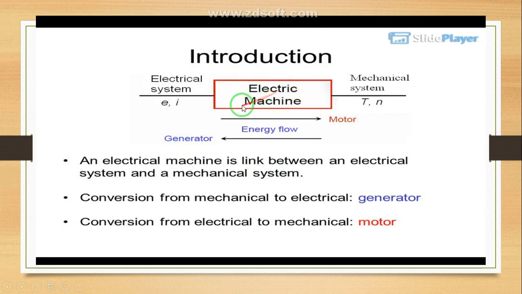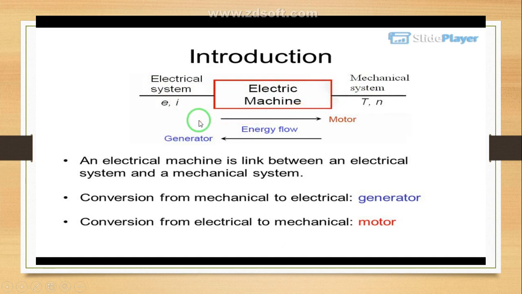This is the electrical machine, with the electrical system on this side and the mechanical system on the other side. E, I is voltage and current, T, N is torque and speed. Later we will discuss all these things, no problem. So here the point: an electrical machine is a link between the electrical system and the mechanical system. Whether this is the input or the output.